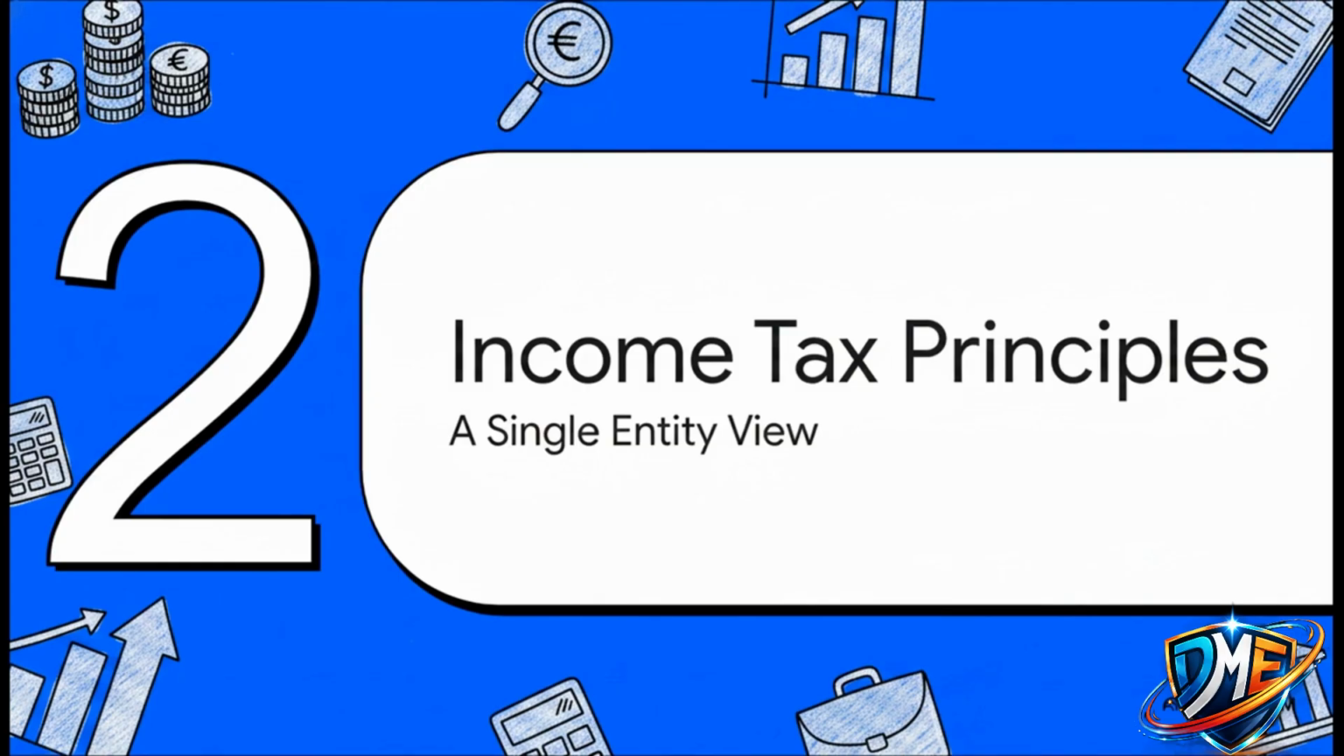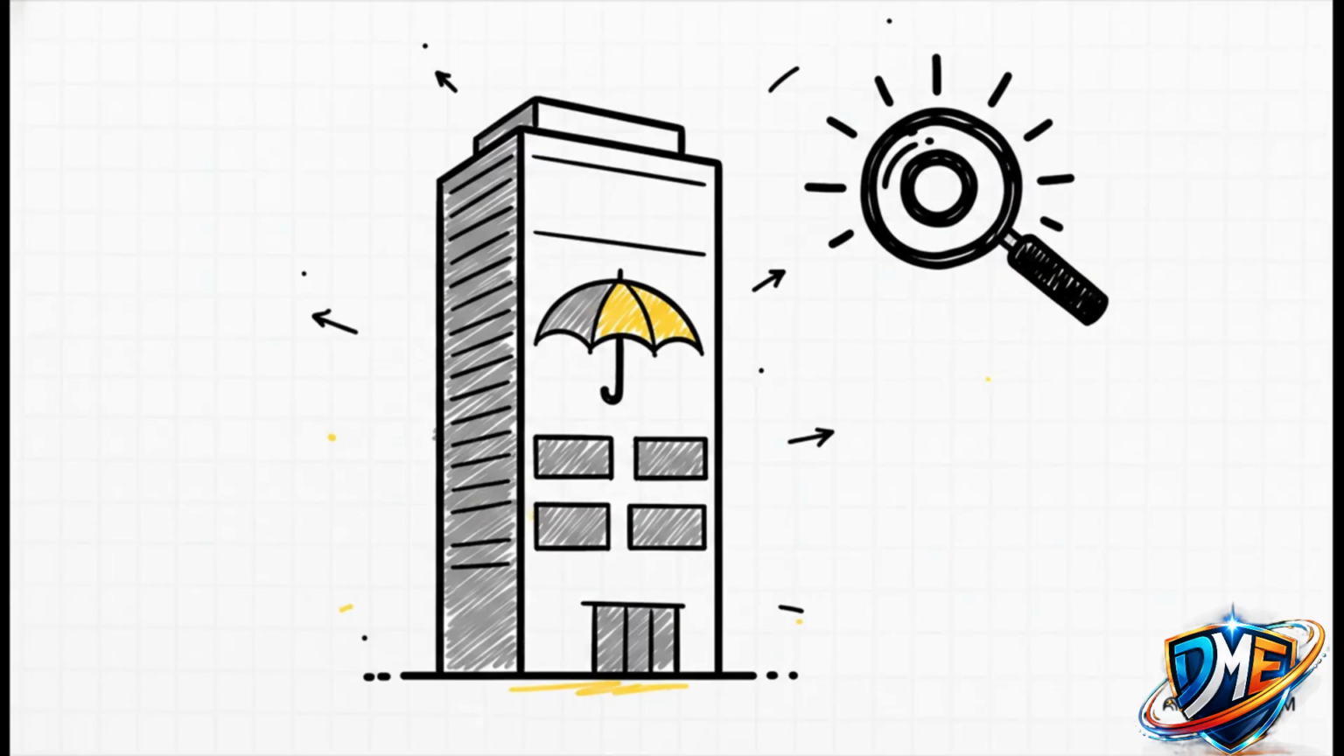Section 2. Core Income Tax Principles. A Single Entity View. Okay, so for income tax purposes, the tax authority essentially just zooms out. Meaning, no matter how many distinct sub-funds you're operating under that umbrella, the Inland Revenue Authority of Singapore looks at the entire overarching structure as just one single unified company under the Companies Act 1967. This is an absolutely crucial point to remember.